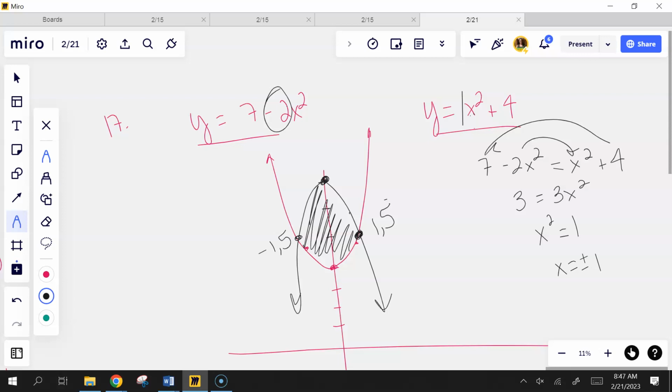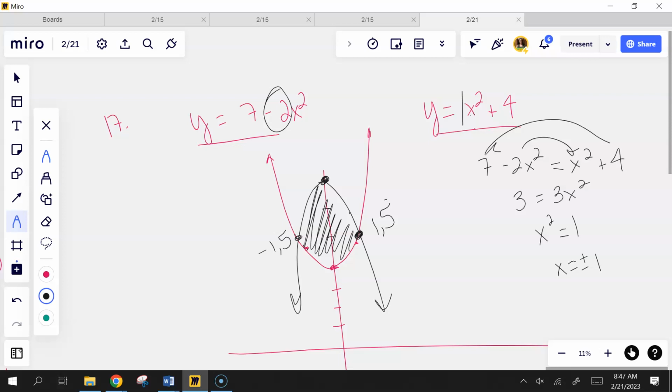Y'all okay? Mine's not to scale, though. Well, mine's definitely not. My little points don't even, there's mine. The red and the black are the same point, believe it or not.